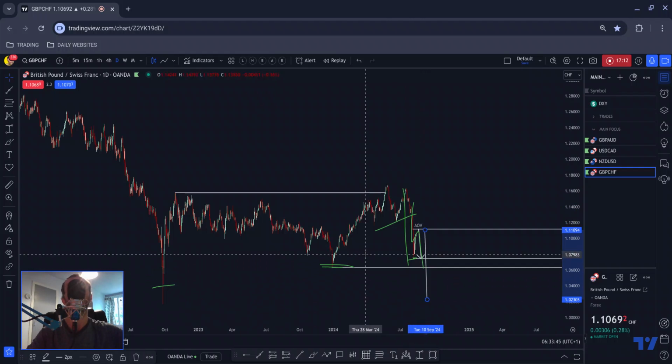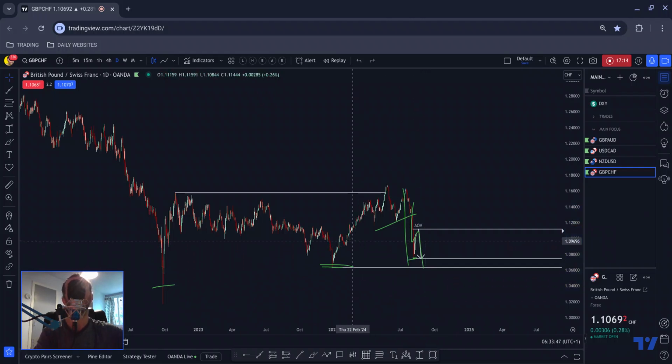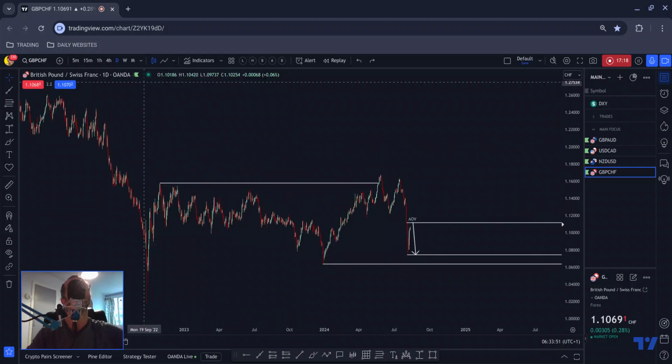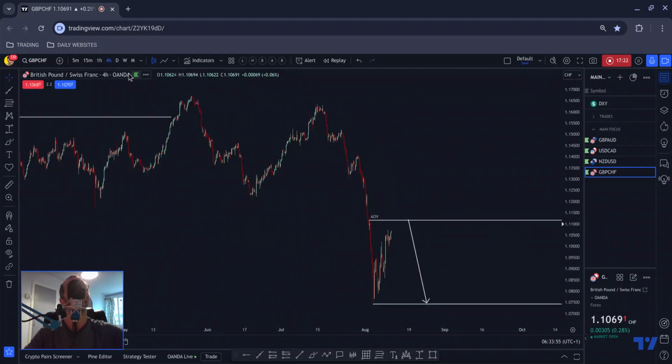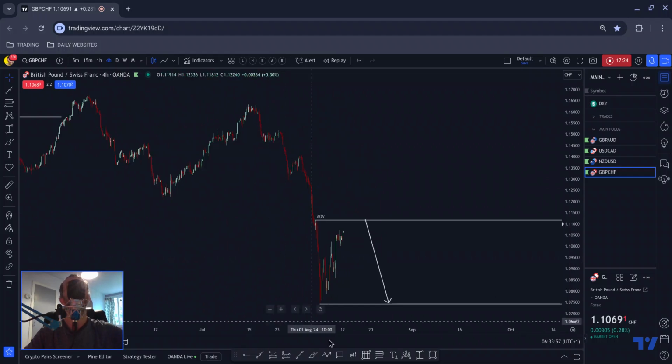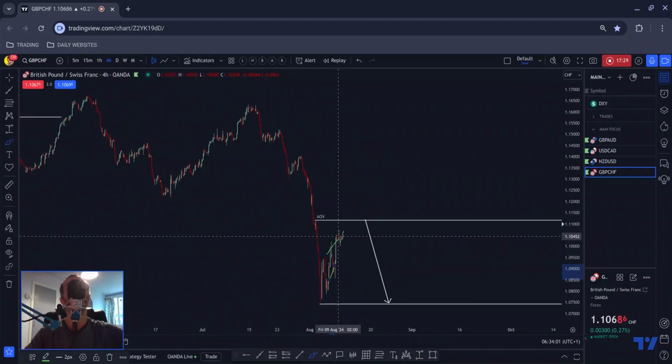Maybe we're pushing down to that area, but again, we don't need to know because all we need to do is be able to manage risk effectively. If I just zoom in, this looks like a bit of a V-shaped recovery. So we had this kind of structure here, but you can see price is consolidating above that, suggesting that this was not an impulse correction continuation.